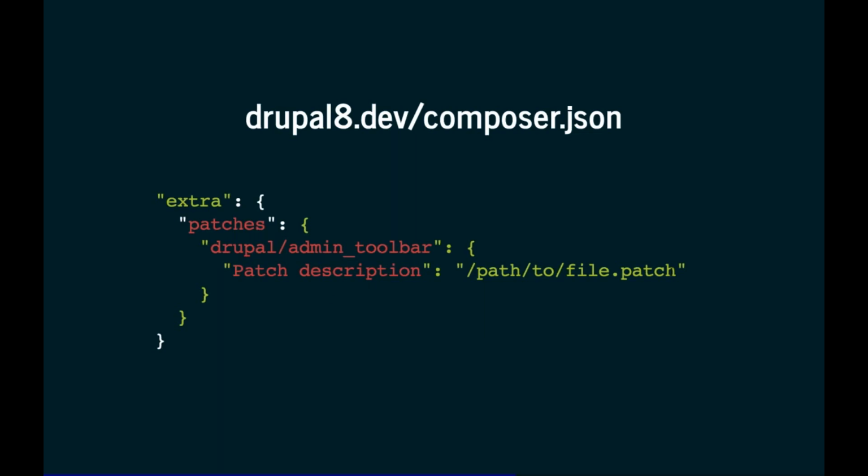This patch file could be either a local file or a remote file. It could be from Drupal.org, or maybe it's a patch that I have locally in my system. So I can use both, either remote or local. So I can use Composer to apply patches. This is happening because the Drupal Composer project is using an external project library that takes care of resolving and applying patches for me.